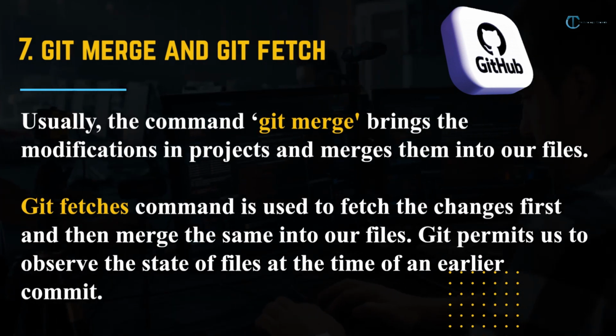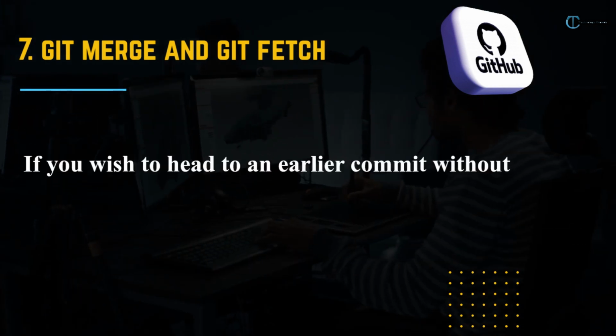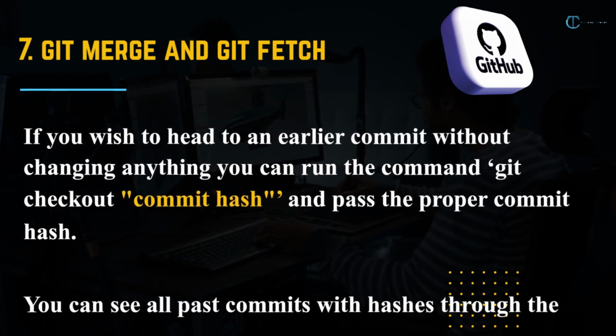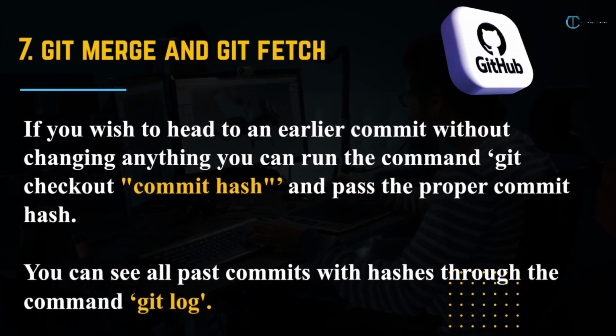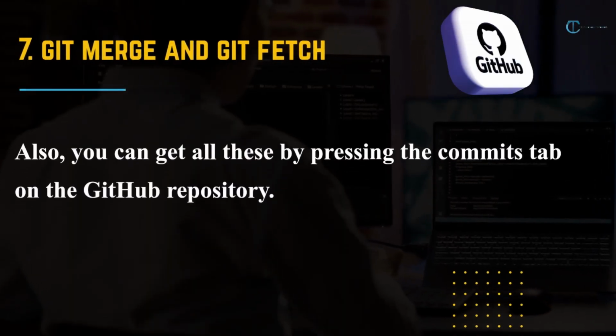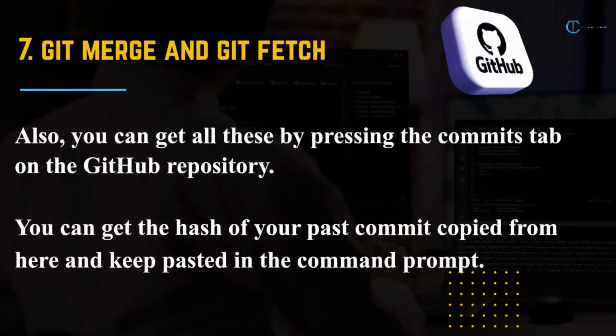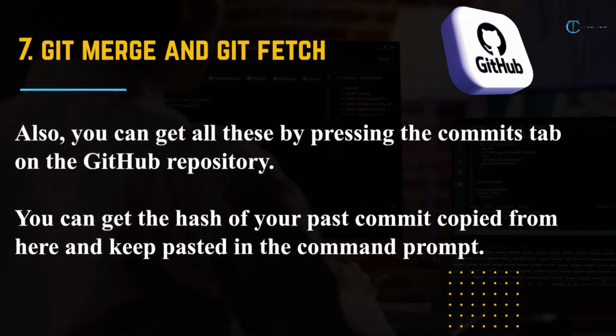Git permits us to observe the state of files at the time of an earlier commit. If you wish to head to an earlier commit without changing anything, you can run the command git checkout commit hash and pass the proper commit hash. You can see all past commits with hashes through the command git log. Also, you can get all these by pressing the commits tab on the GitHub repository. You can copy the hash of your past commit from here and paste it in the command prompt.